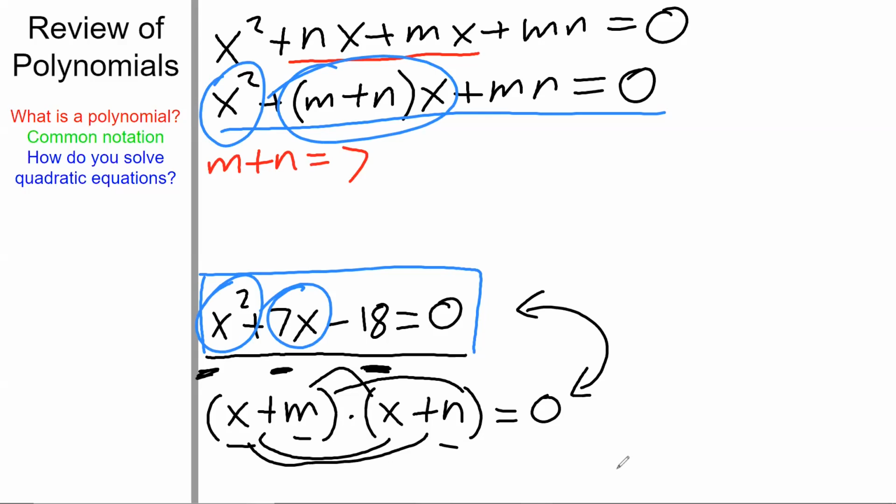And we have a plus m times n here and a minus 18 here. So what that tells us here is that m times n has to equal minus 18. So can you guys solve the system of equations and tell me what m and n are?